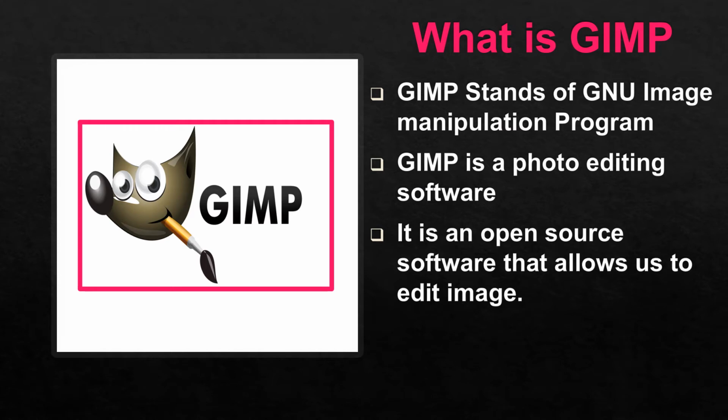GIMP. So what is GIMP? GIMP stands for GNU Image Manipulation Program. It is also known as GIMP. So GIMP is a photo editing software and it is an open source software that allows us to edit images. Means it is a free of cost software. We can download it and we can use GIMP free of cost.